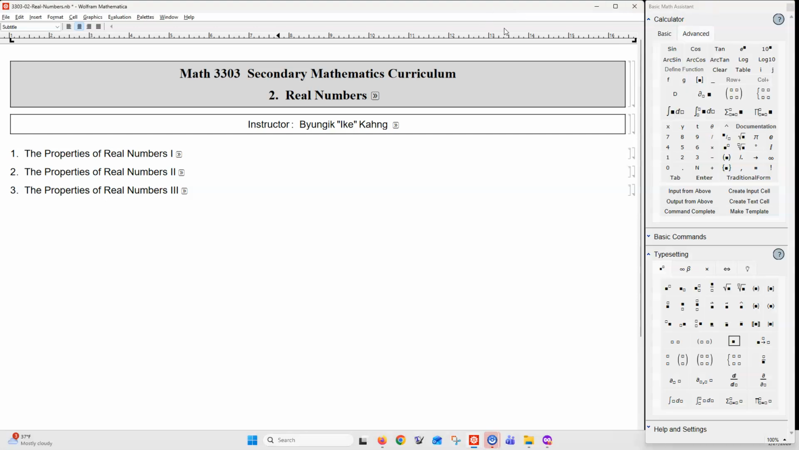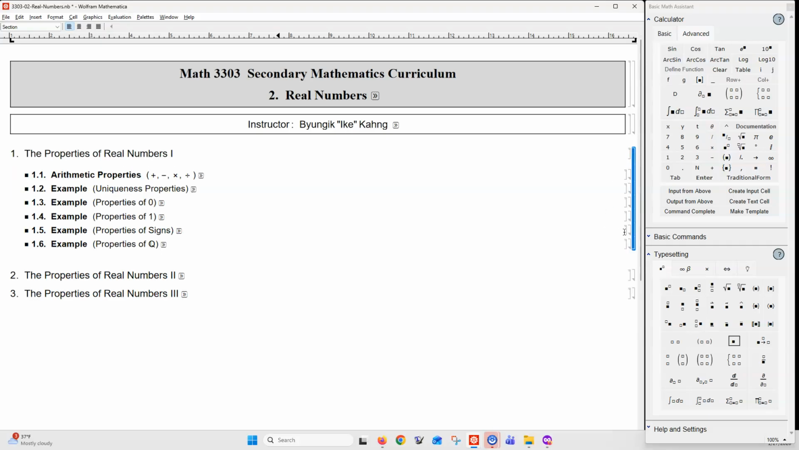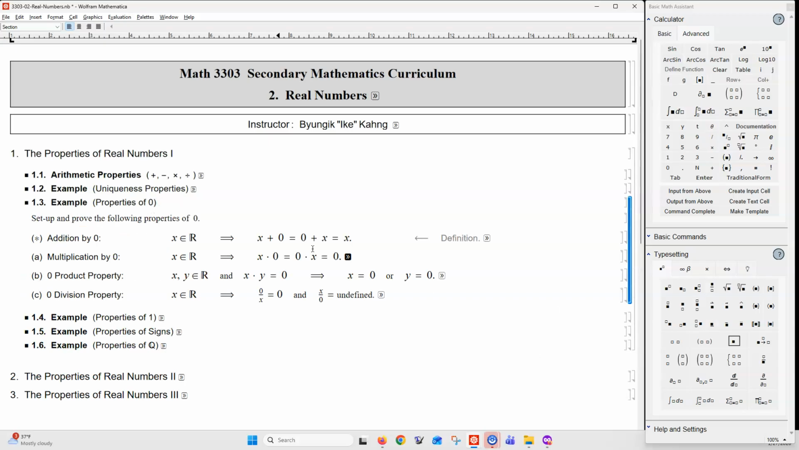Hello students, welcome back. Previously we discussed properties of zero, and then we proved this one thoroughly. And we discussed the zero product property a little bit as well.